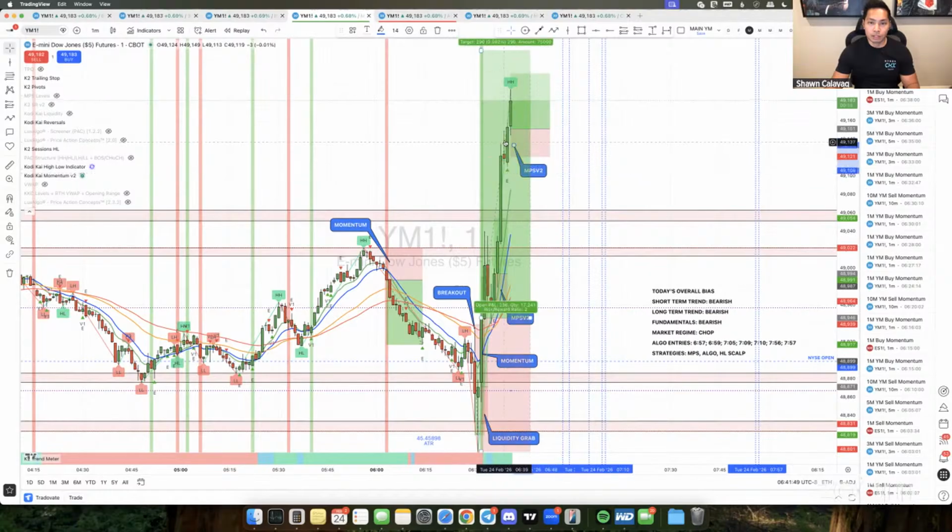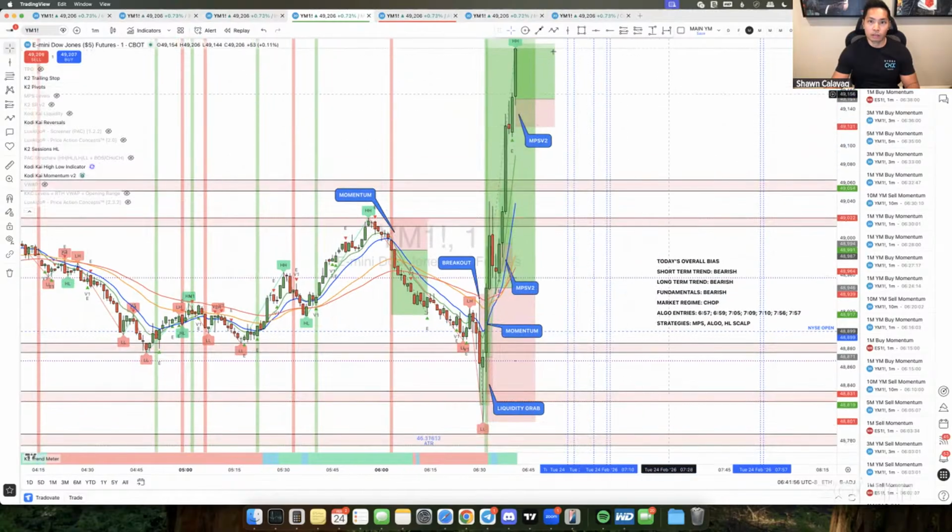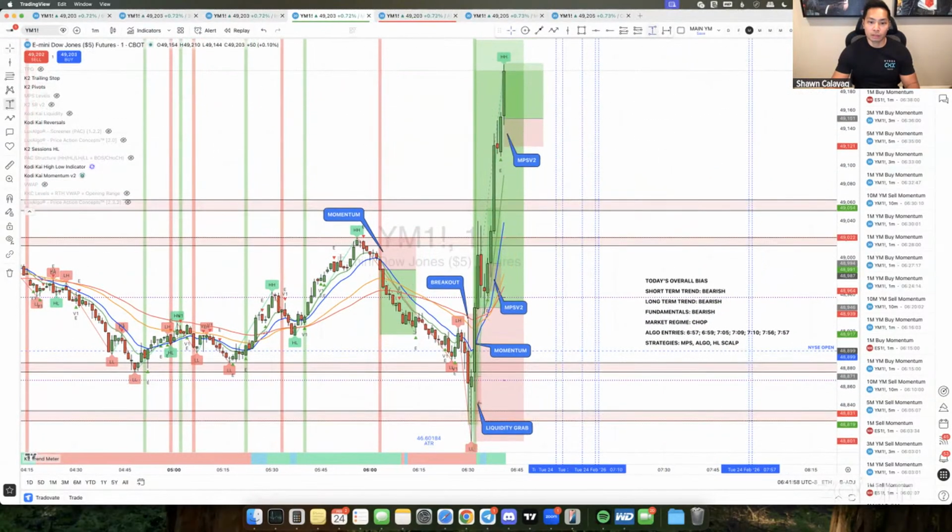This was actually a pretty nice setup. I was a little tempted to get into it, but I didn't want to because it was overextended. So let's measure from this low now. Okay, so full TP on that MPS right there. So this is pushed up about 400 points.